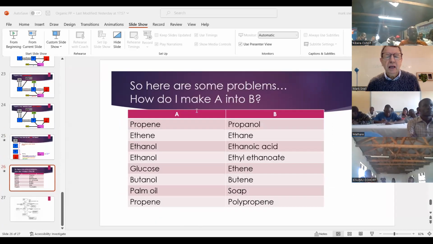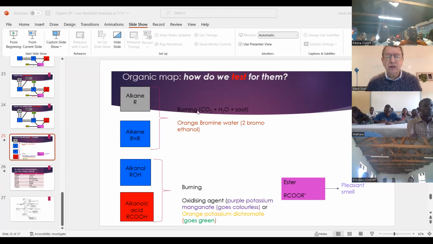Okay, that's all okay. Testing, they should know the tests, obviously. Bromine water and burning for the alkanes, alkenes, alkanols, and alkanoic acids. Three tests, really. Burning, yes, because alkanoic acids don't burn as well as alkanols. Oxidizing agent, obviously the alkanols can be oxidized and the alkanoic acids can't. And adding sodium carbonate, because the alkanoic acids will liberate carbon dioxide and alcohols won't. Esters, the only test that you have in KCSE is a pleasant smell, which they do have.